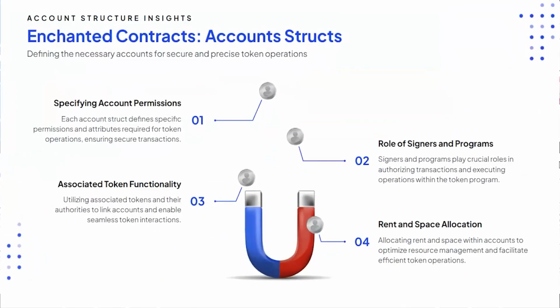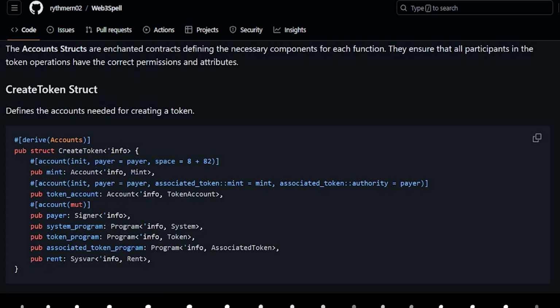Now, our enchanted contracts are known as accounts structs. These define the necessary components for each spell. They specify the accounts required, ensuring that all participants have the correct permissions and attributes. Now, let's see our code. In here, we have defined 4 public structs. Those are create token, mint token, transfer tokens, and burn token.